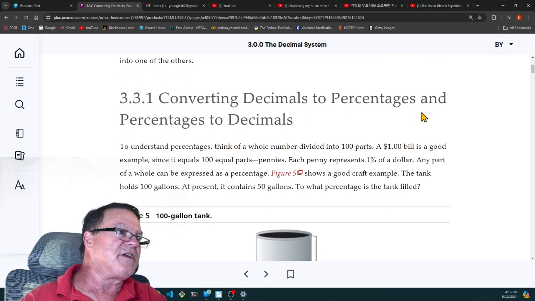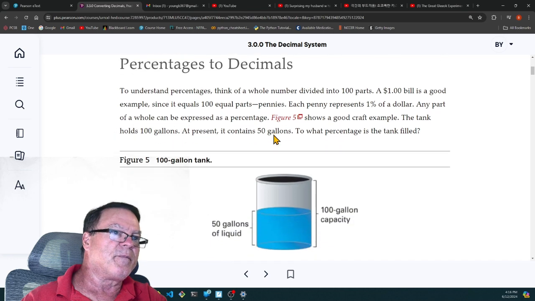Converting decimals to percentages and percentages to decimals. To understand percentage, think of a whole number divided into 100 parts. A $1 bill is a good example since it equals 100 equal parts, pennies. Each penny represents 1% of a dollar. Any part of a whole can be expressed as a percentage. Figure 5 shows a good craft example.